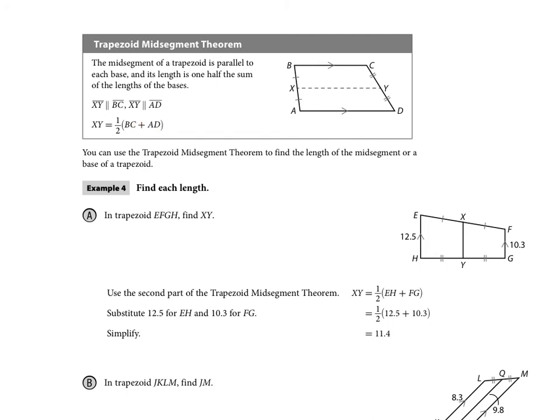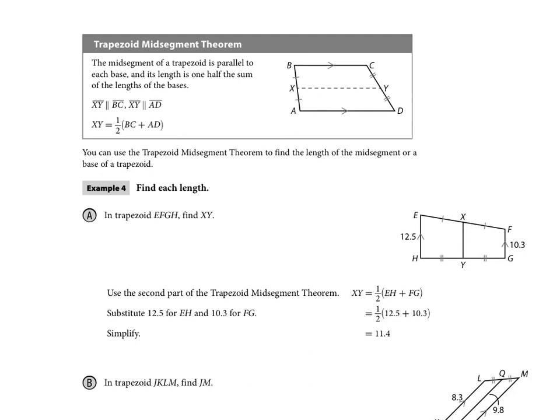In example 4, we're going to use that idea to find the missing length for part A. So in EFGH, we're finding XY. We're going to use the second part of the trapezoid mid-segment theorem, which talks about the length. So XY is going to be equal to the average of EH and FG, or 1/2 of EH plus FG. Well, in this case, we're given both of those values, so we're just going to substitute in and crunch some numbers here. 1/2 of 12.5 plus 10.3 is half of 22.8, and that gives me 11.4.